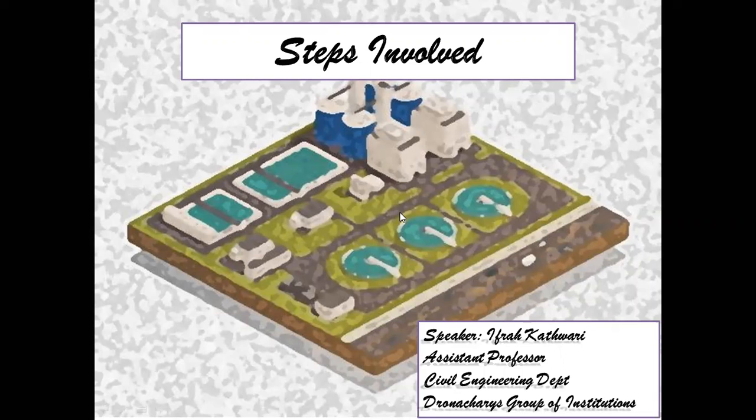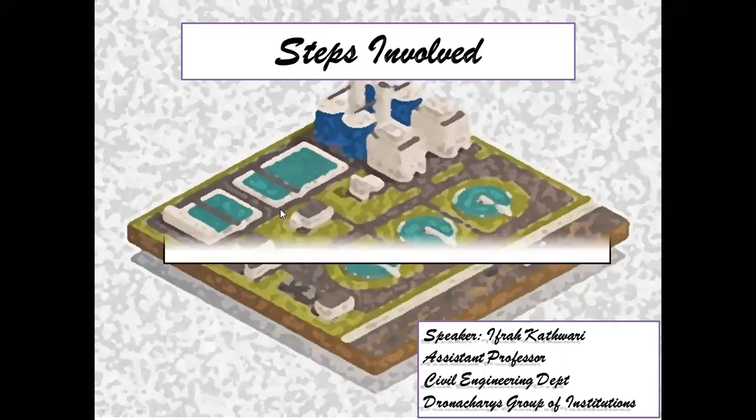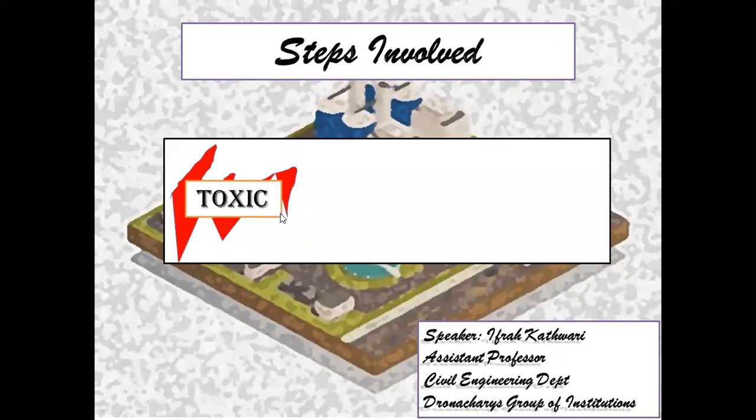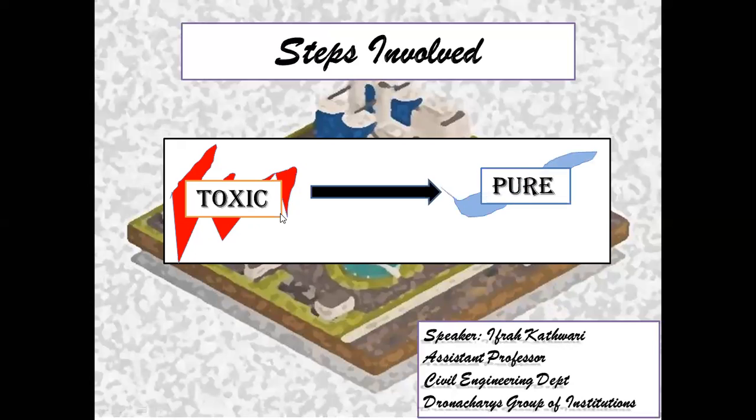The main purpose of wastewater treatment is to make the wastewater that is collected from any residential building, any commercial building, any industrial building, which is obviously very toxic in nature, clear from toxic to pure. So this is the main motto of the wastewater treatment process. What are the steps involved in it? We will go through that in the next slide.